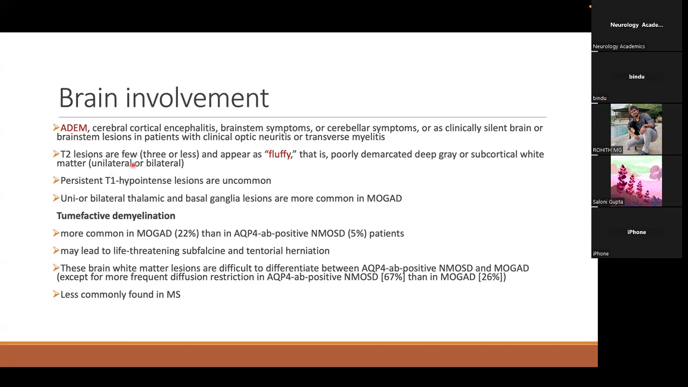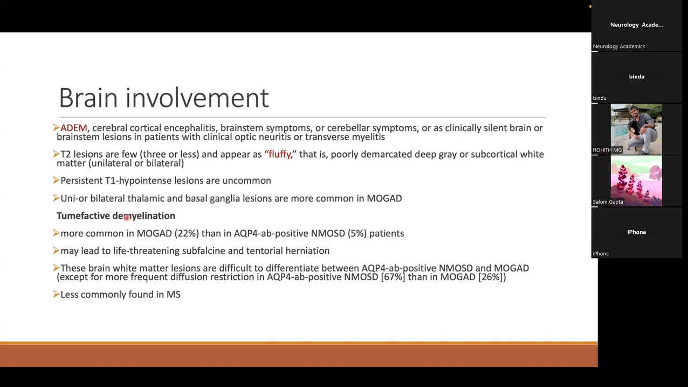However, T1 hypointensity is very uncommon in MOGAD compared to NMO, which can have more T1 hypointensity, and MS can also have T1 hypointensity. And the thalamic and basal ganglia involvement is more specific for MOGAD. So both white matter and deep gray matter involvement will be there.